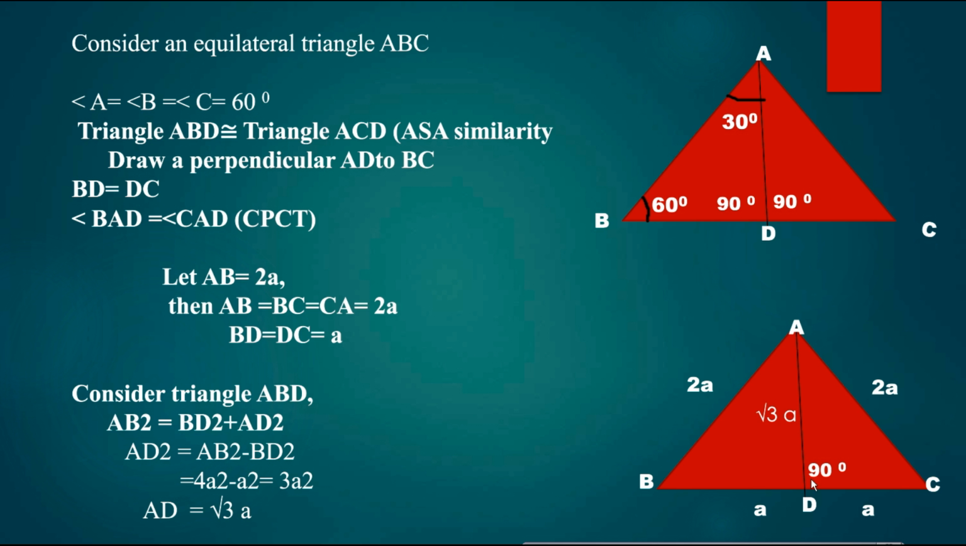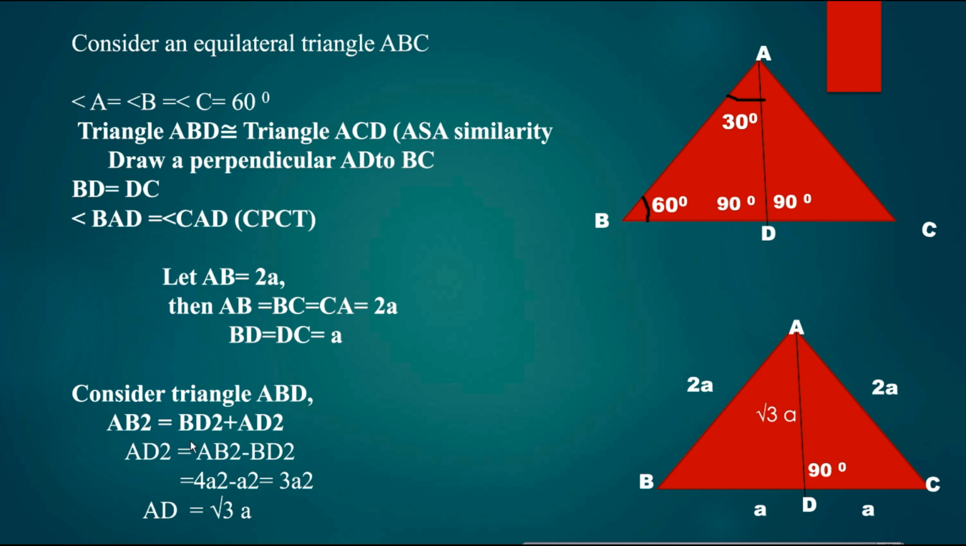See in this figure. Here 2A, A, 2A. We should find out AD. This ABD becomes a right angle triangle, or ADC becomes a right angle triangle. Take one of the right angle triangles. Here I am taking ABD. Here angle ADB is 90 degrees. So AB is hypotenuse. By Pythagoras theorem, AB square equal to BD square plus AD square.